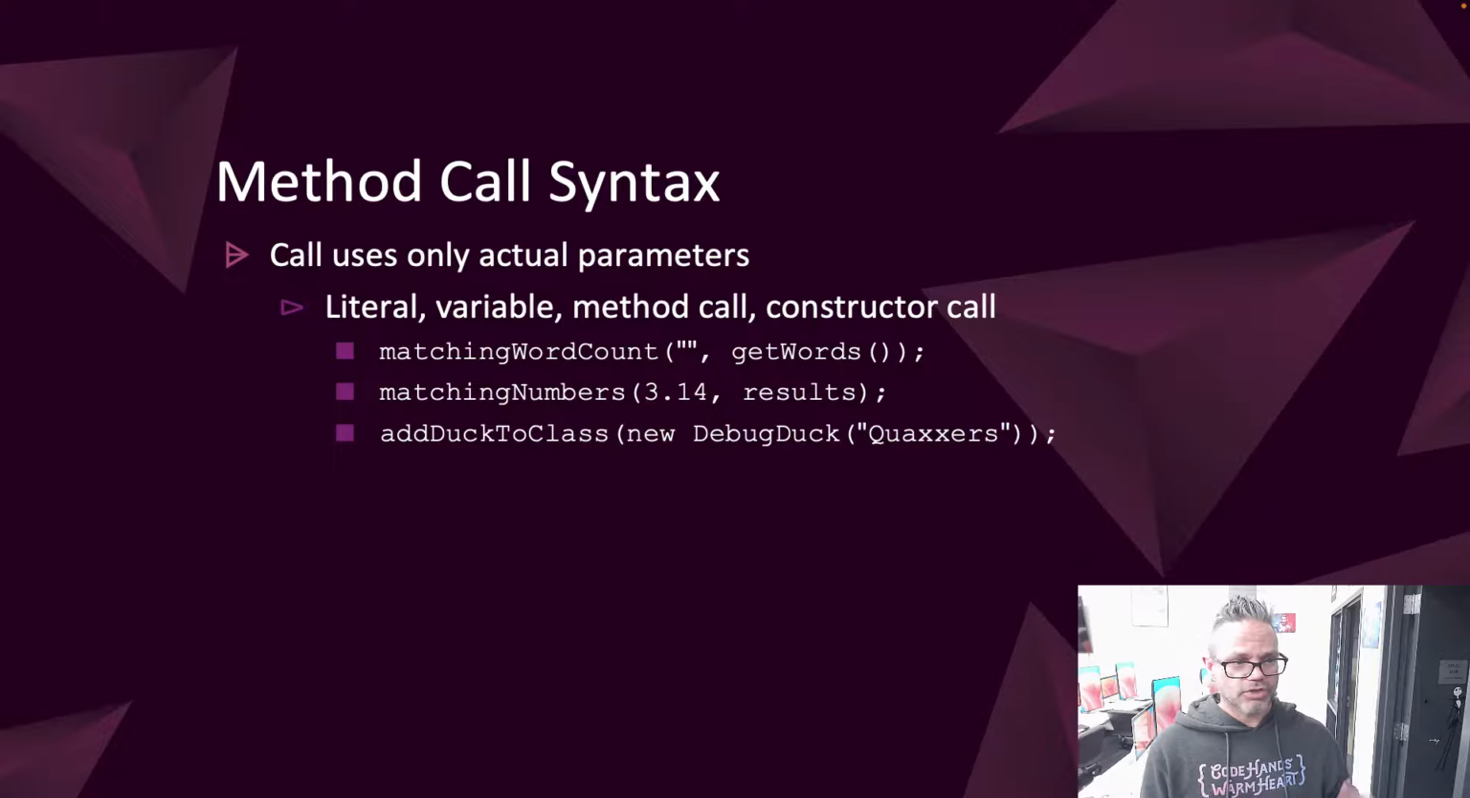So I have matchingWordCount passing an empty string and the result of my getWords method call. I have matchingNumbers passing 3.14 and the variable results. I have my addDuckToClass call, and I pass it a new DebugDuck passing the name of Quaxers to it. So I'm creating a constructor call in there and assigning that as a new duck to add to the class. And so that's a couple examples of how we can use methods inside an object.